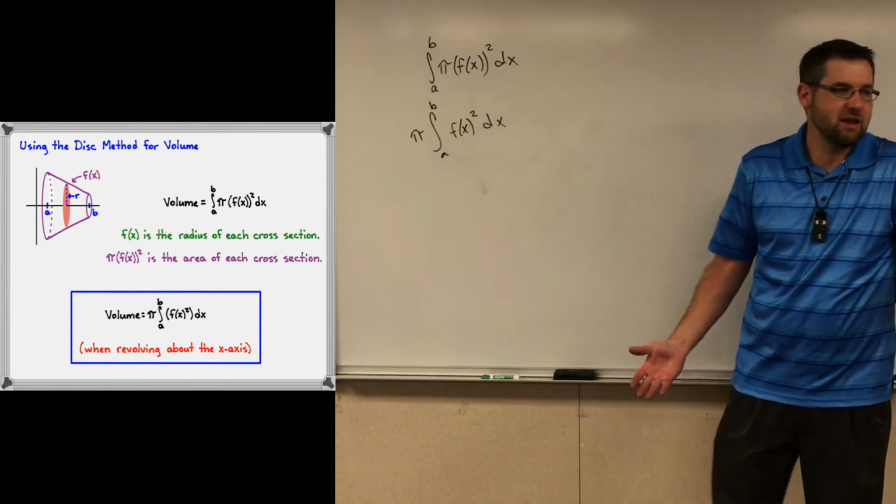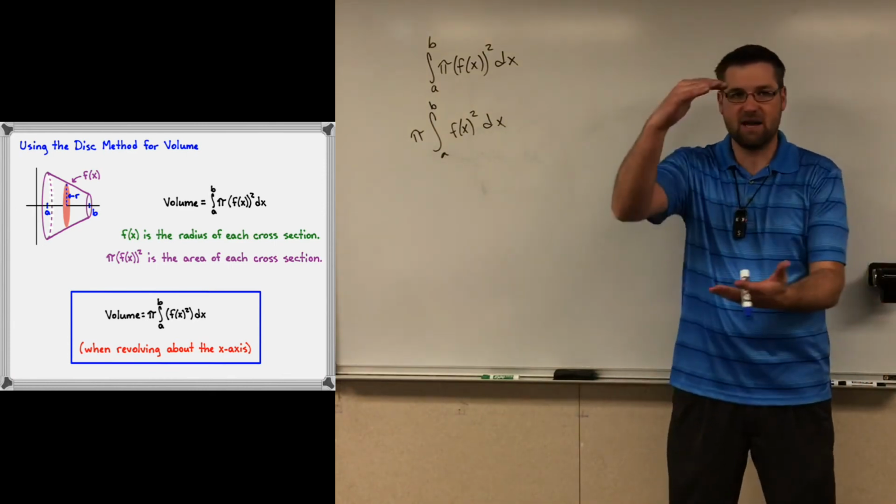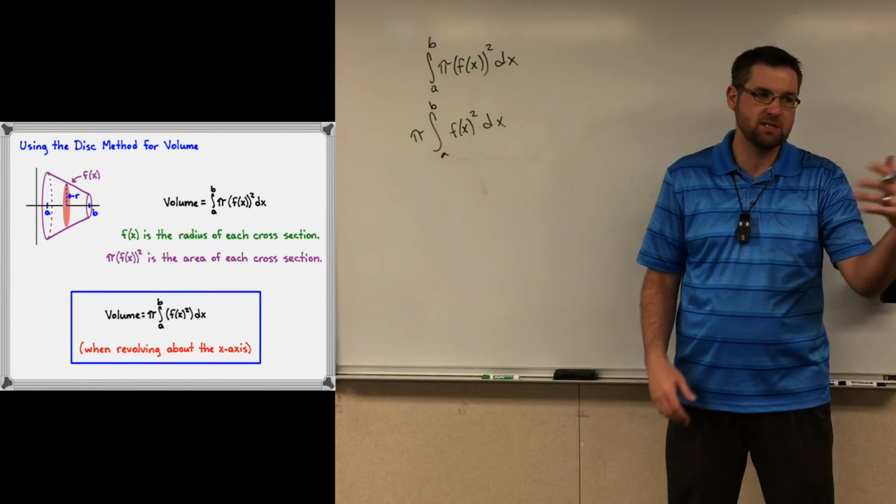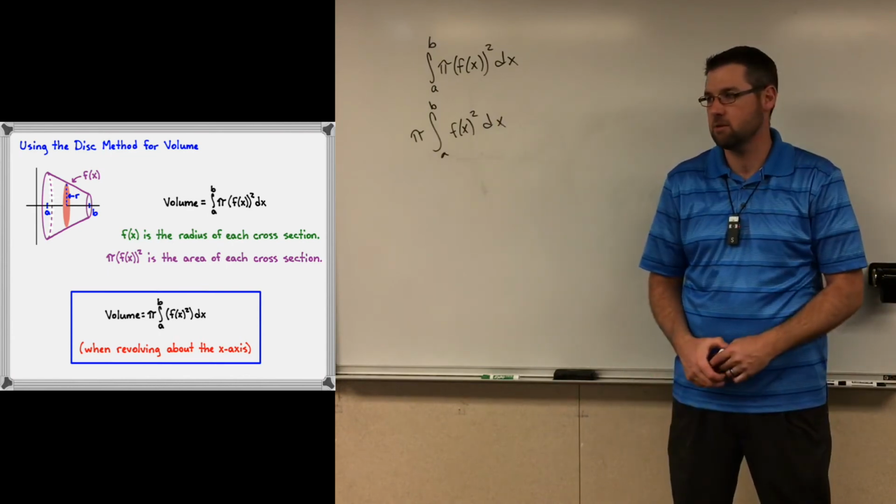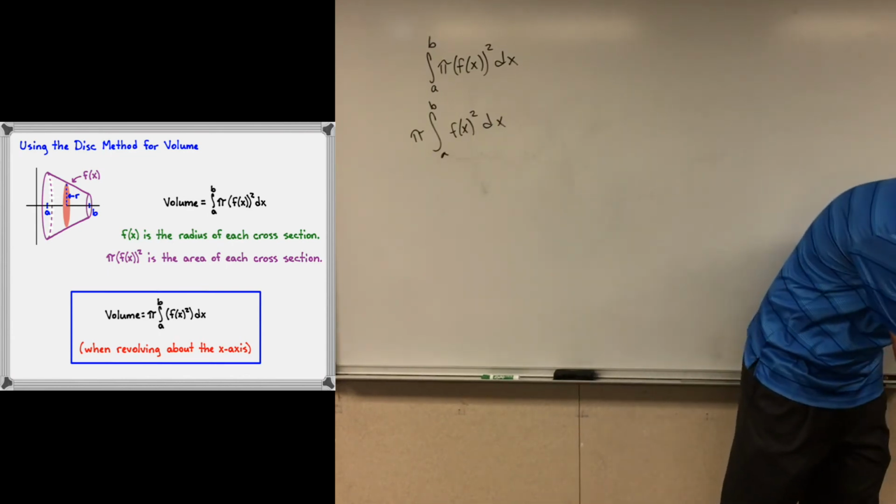It's easy. Everything has to be in terms of y. The limits have to be y's. You have to rewrite the equation in terms of y's, but the equations are exactly the same. Let's take a look at an example.